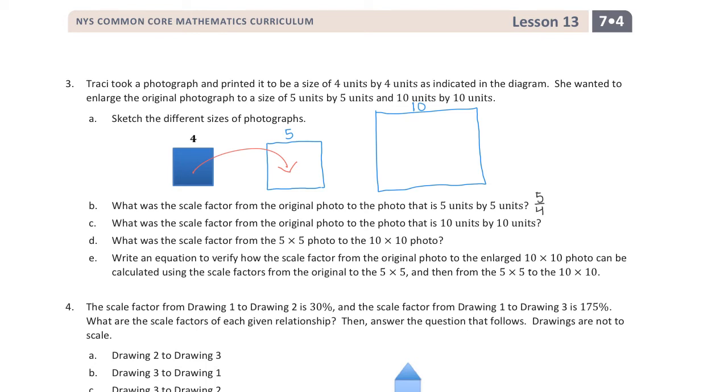And when we write that in decimal form, we're going to get 1.25, and then when we write this as a percent, it's 125%. Okay.